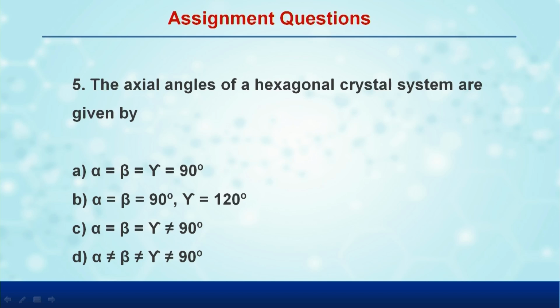And the last question: the axial angles of a hexagonal crystal system are given by. The options: option A, alpha equals beta equals gamma equals 90 degree; option B, alpha equals beta equals 90 degree and gamma equals 120 degree; option C, alpha equals beta equals gamma not equal to 90 degree; and option D, alpha not equal to beta not equal to gamma not equal to 90 degree.